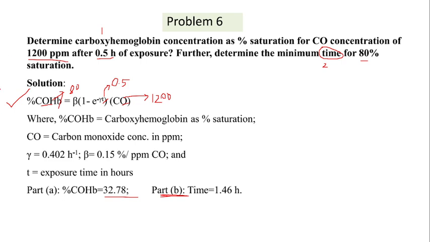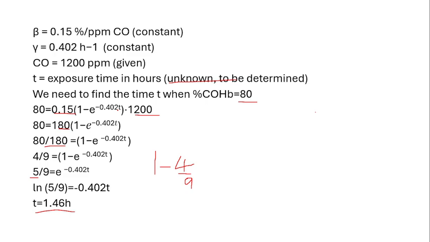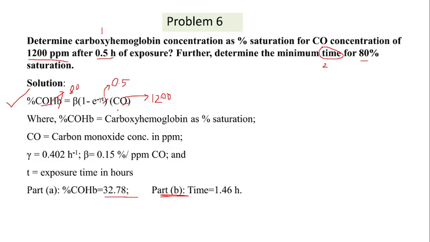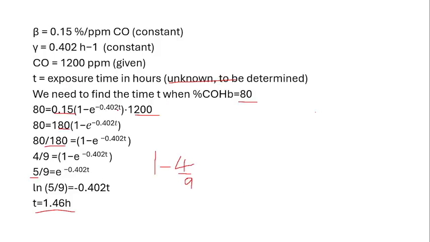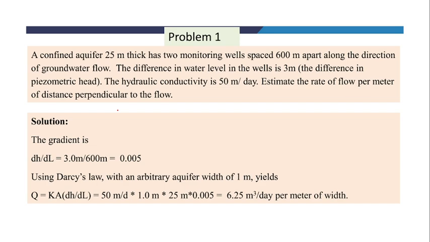Okay. The first question is to calculate the percentage of carboxyhemoglobin where T and CO concentration are given. And the second part is asking you to find the time of exposure by giving the percentage COHb and CO. They have given both of these. Okay, this is another simple problem. You can expect some questions from this. So now this is another problem.